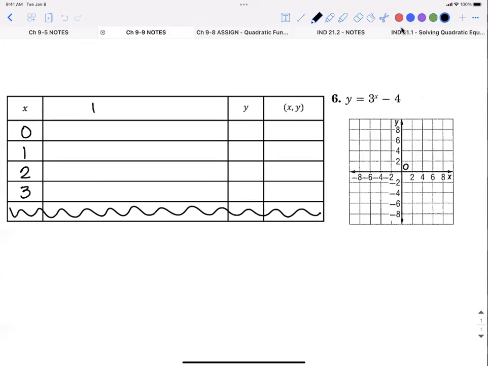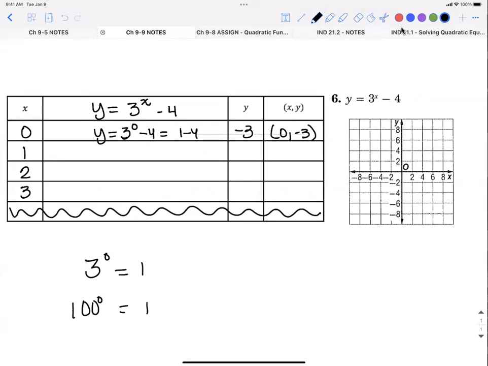So let's write our equation here that we're using, which is 3 with x up in the exponent. So that means every time we plug an x in, it's going to be what goes up in the exponent. So we have y equals 3 raised to the 0 power, because I'm going to put a 0 in for the x, minus 4. What is anything raised to the 0 power? 1. Anything. 3 to the 0 equals 1. 100 to the 0 equals 1. Anything raised to the 0 power. So that's 1 minus 4. 1 minus 4 is -3. So it's the point 0, -3.